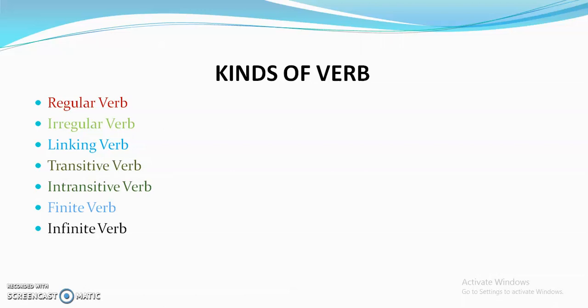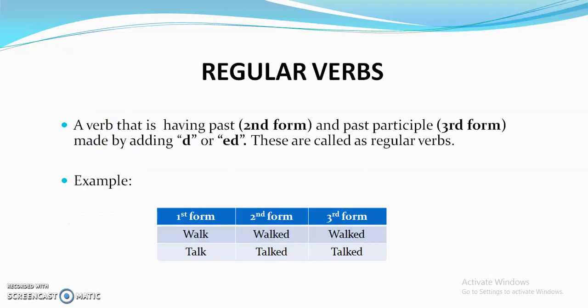Kinds of verb. There are many kinds, mainly regular verbs, then irregular verbs, then linking verbs, transitive verbs, intransitive verbs, finite verbs, infinite verbs, and many more. Firstly, we will be discussing regular verbs.